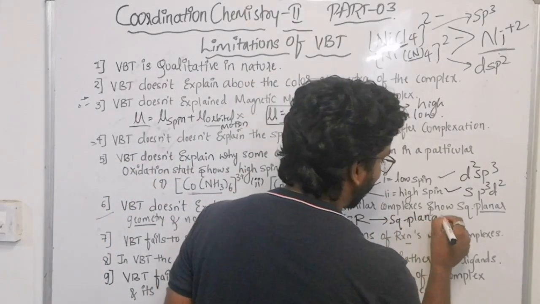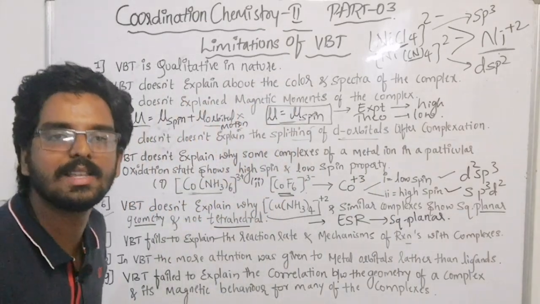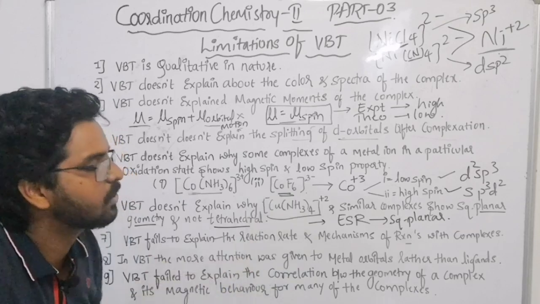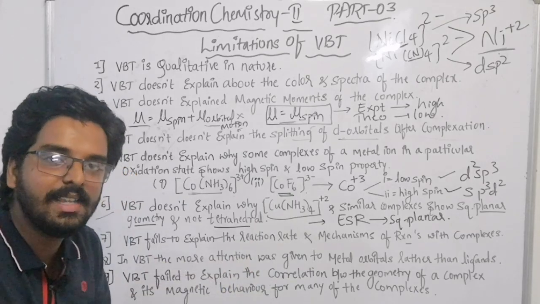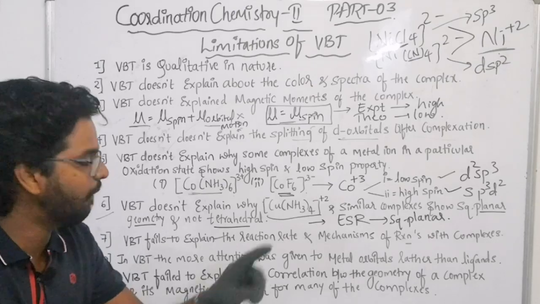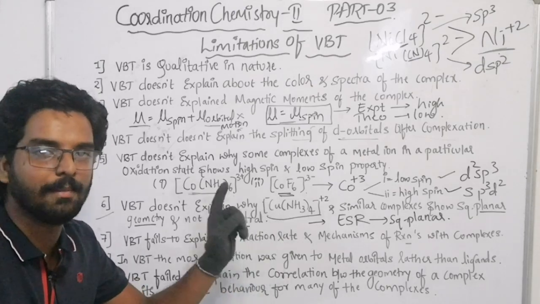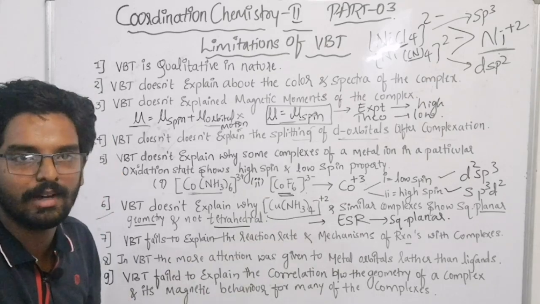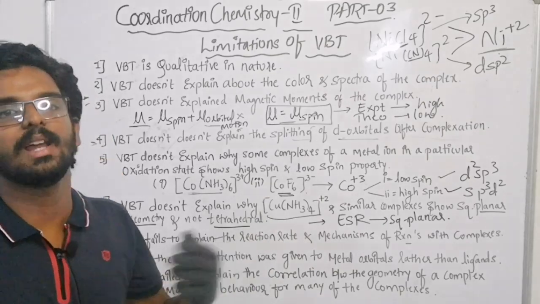But now I will give you a task. Apply the VBT for [Cu(NH3)4]2+ and see what difficulty you will face. Okay, apply VBT once and just try to find out which hybridization it is undergoing, either dsp2 or sp3 hybridization.